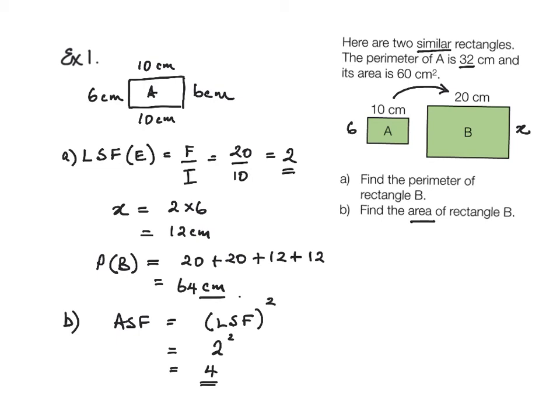That means that the area of shape B, so area B equals 4 times area A. Now we know that the area of A is 60.